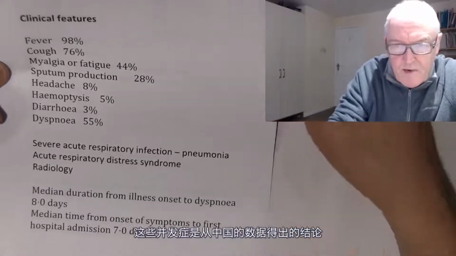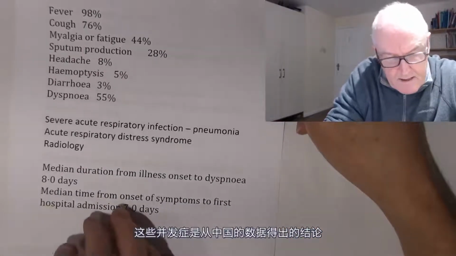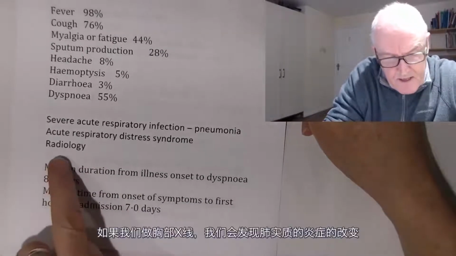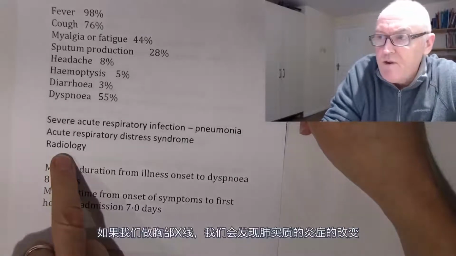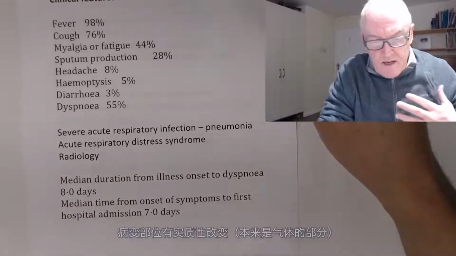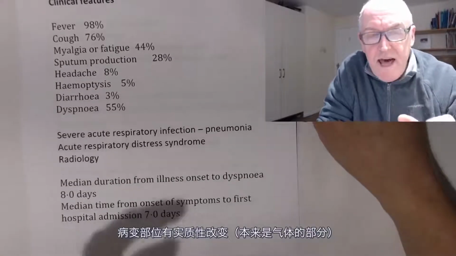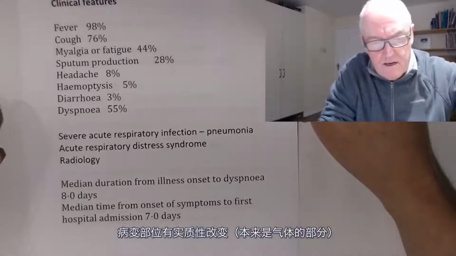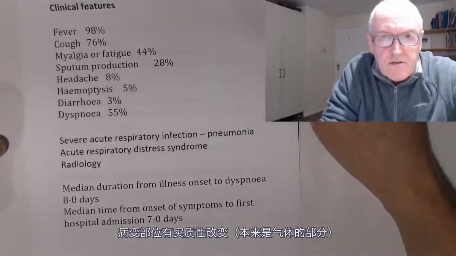So we know these are complications from the Chinese data. If we take chest x-rays, then we find that there's consolidation in the lungs, as you would expect. The areas which were hollow with air have become solid. They've become solid, they are consolidated.